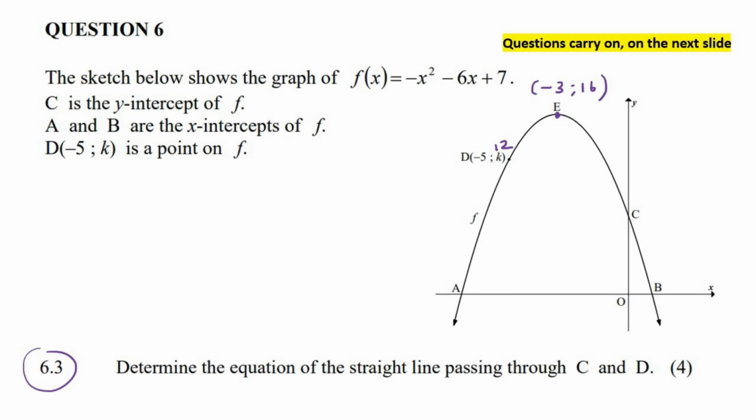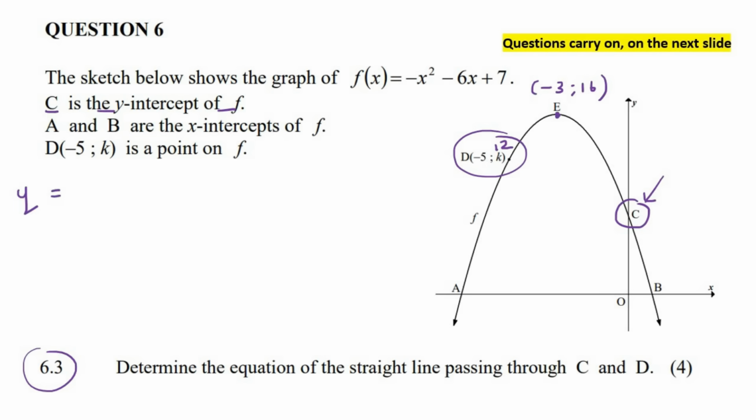Okay, so with this question it says, determine the equation of the straight line that passes through C and D. Okay, so this should be a fairly straightforward question. We know the coordinates of D. We can easily get the coordinates of C. Why? Because C is the y-intercept, and to find a y-intercept, what do? Well done. You make x equal to 0.